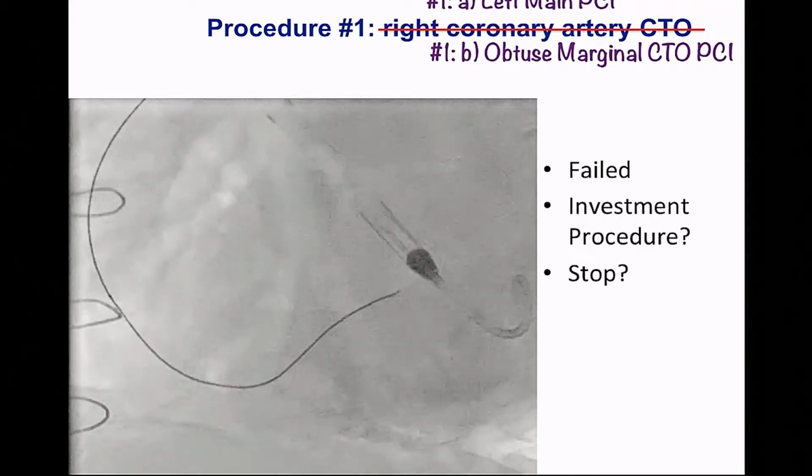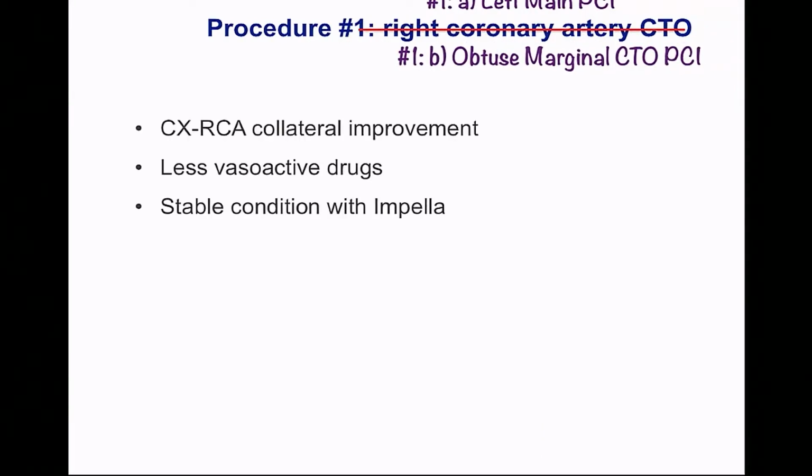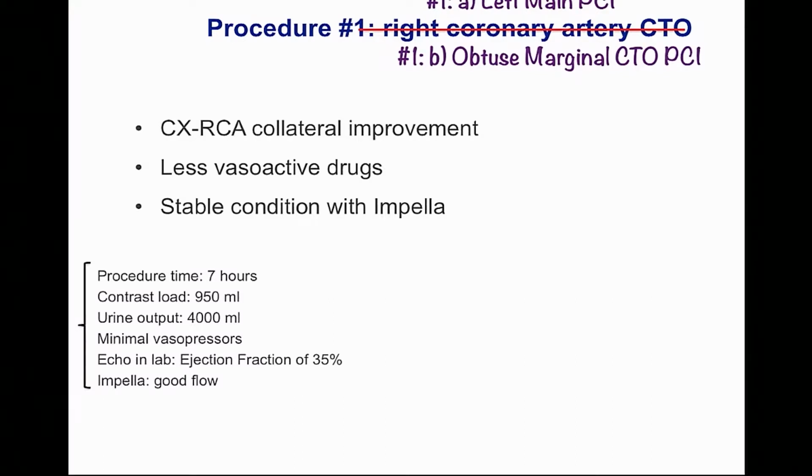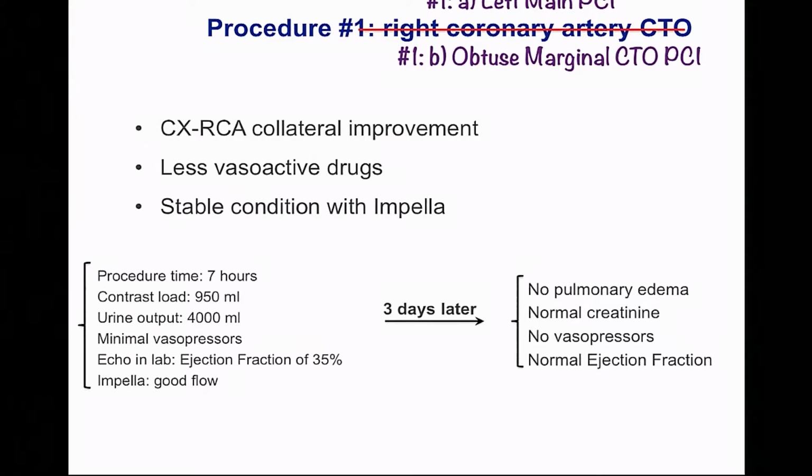Should we stop? Well, the thing is, the circ to RCA collateral improved in the meanwhile. The patient was needing less drugs and was somehow stable with the Impella. And moreover, the procedure took already 7 hours and a high contrast load, almost a liter. However, the urine output was up to 40 liters. The patient was on minimal vasopressors. The echo performed in the lab showed an EF of 35, and Impella had a good flow. After 3 days, the patient had no pulmonary edema, normal creatinine, no vasopressors, and normal EF. So we judged him to be good to go again.